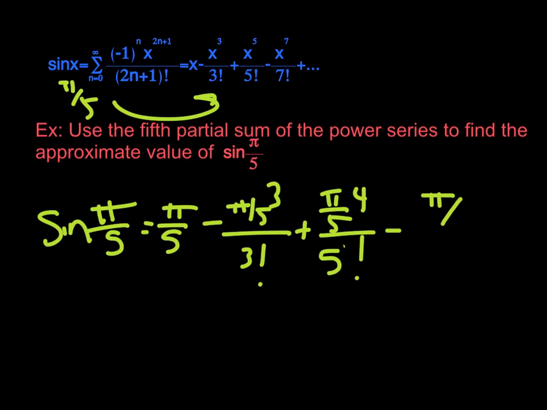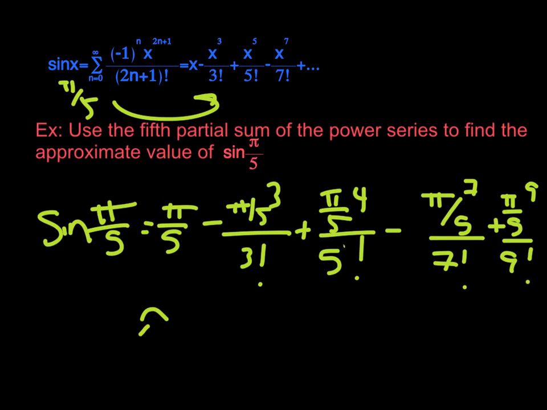Minus pi over 5 to the seventh over 7 factorial plus pi over 5 to the 9th over 9 factorial. Let me see. So that's 1, 2, 3, 4, 5. And that's going to get you approximately 0.588.